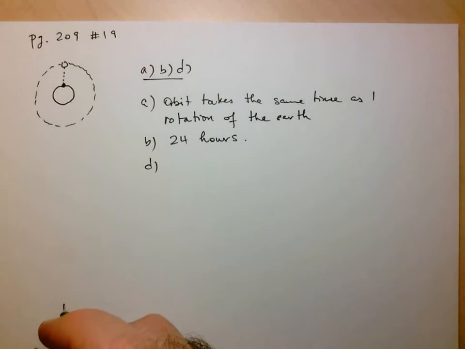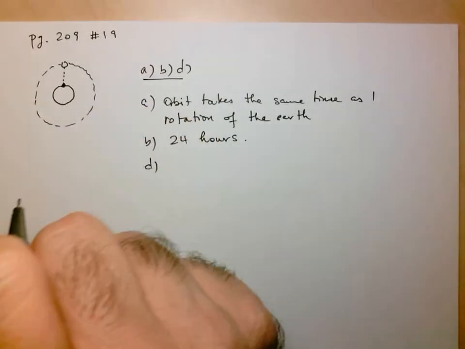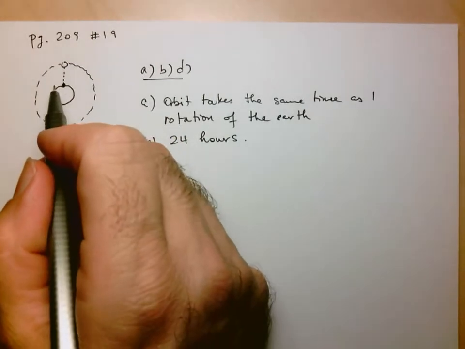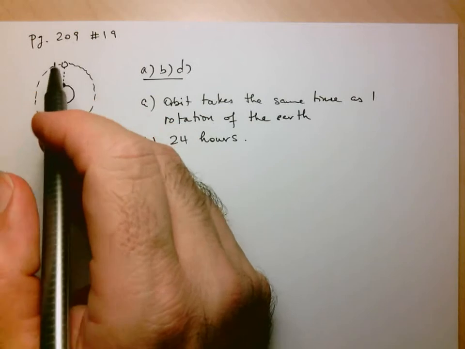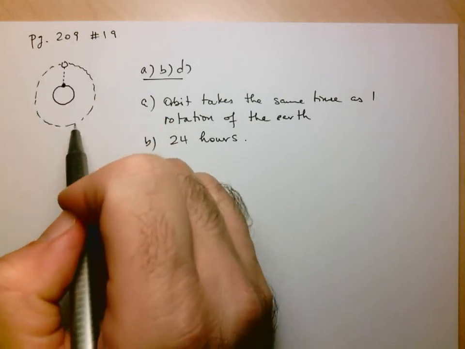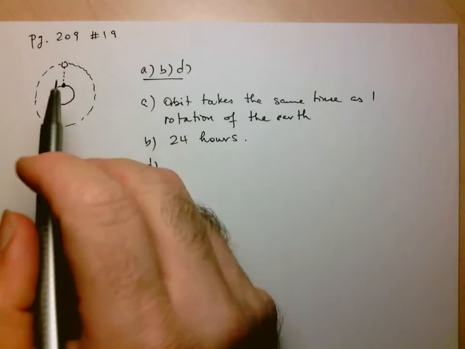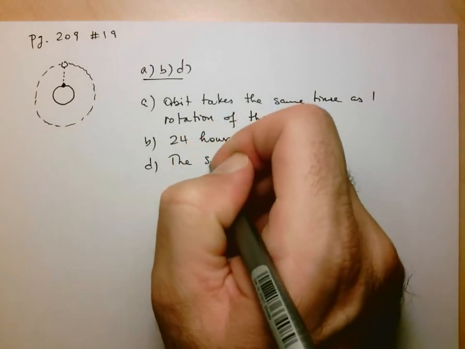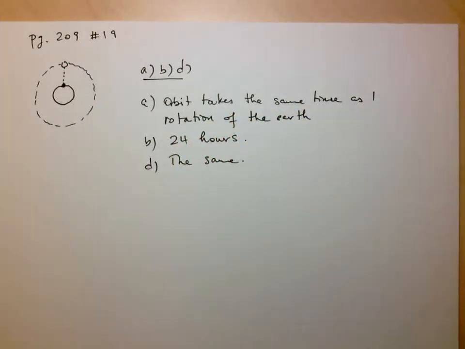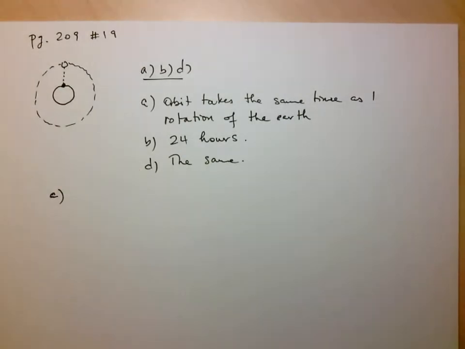Then in part D, they're talking about angular velocity. Angular velocity is the angle per unit time, and one rotation corresponds to a turn of 2 pi radians, and one revolution would also correspond to 2 pi radians, and so those have to be the same within 24 hours. So the angular velocities should be exactly the same. And in part C they ask us to actually determine that angular velocity.